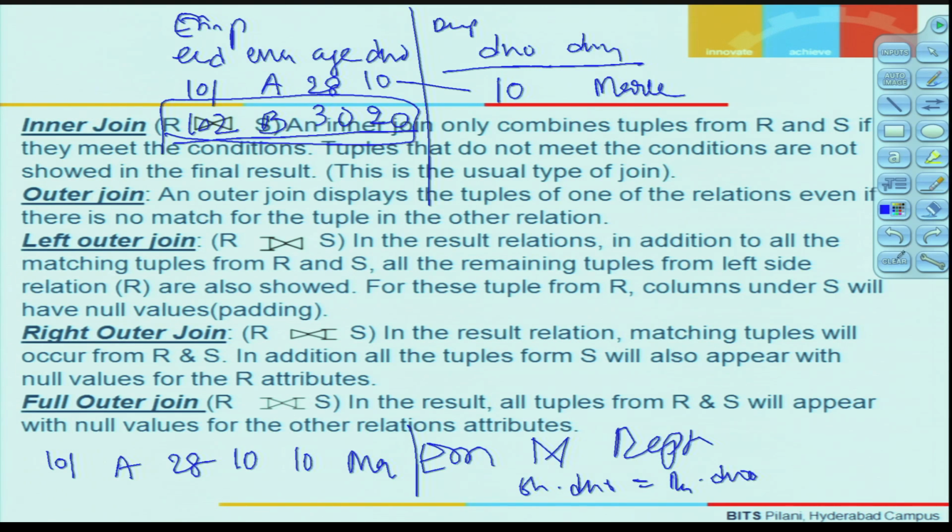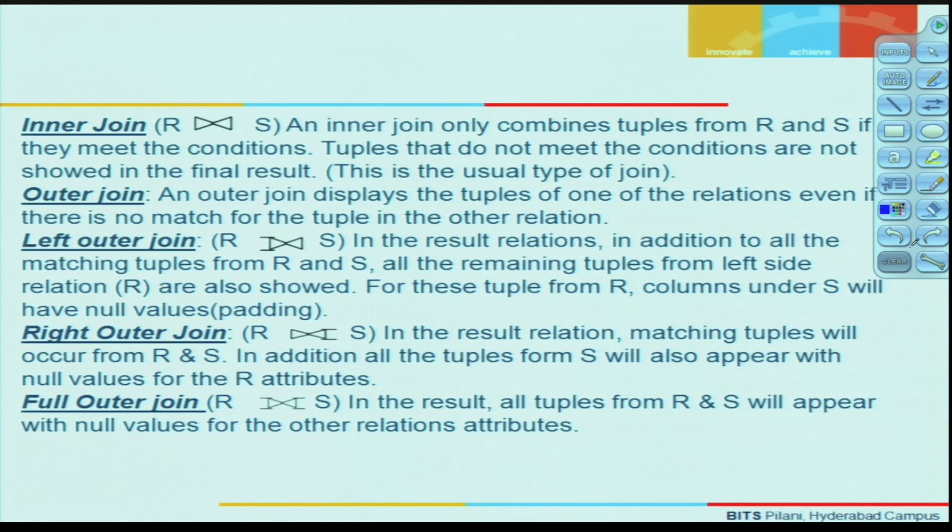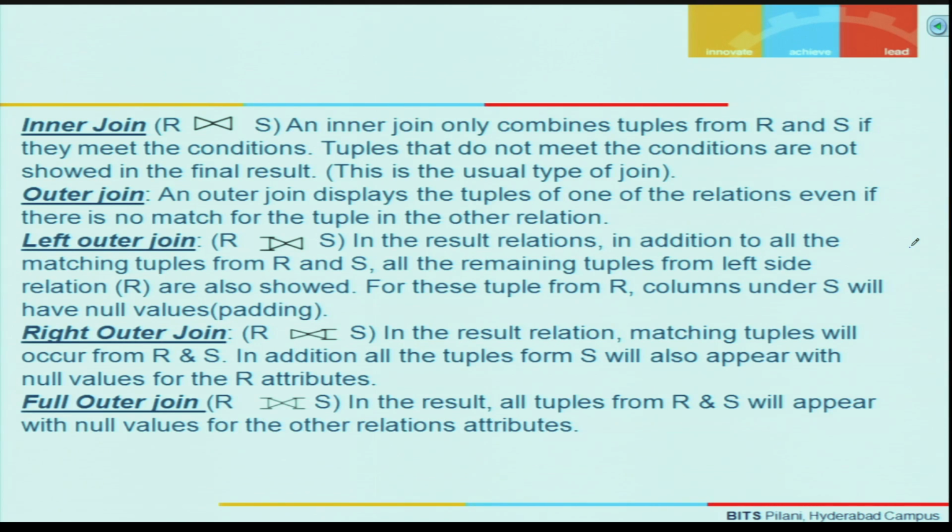But in specific conditions, we may need to see the tuples from either one of the relations or both the relations appear in the result, independent of whether they have a matching tuple in the other relation or not. In that case, we will be using outer joins. An outer join displays the tuples of one of the relations even if there is no match for the tuple in the other relation. We have left outer join, the symbol is this one, right outer join, the symbol is this one, and full outer join where the symbol used is this.